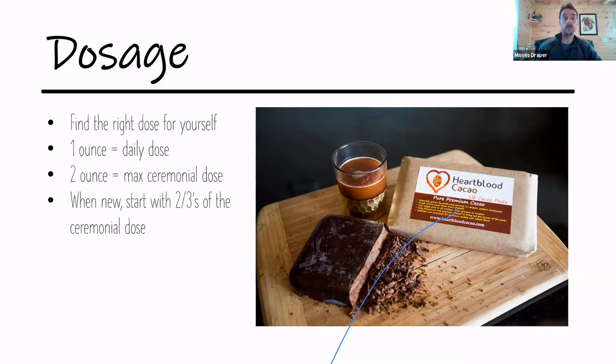People who are new to cacao, we usually serve that as 2/3 of it first. We wait 30 to 45 minutes and see how people are feeling. And then if they want more, they can have it.